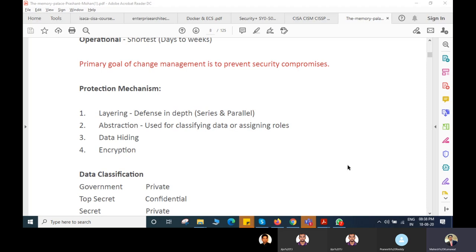So layering, defense in depth. Suppose I would like to know, do you guys know the seven layers of the OSI model? Physical layer, data link layer, and the third layer is the routing layer. I'm talking about OSI, Open Systems Interconnection, seven layers. You guys know or not?